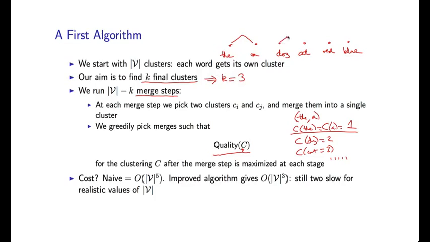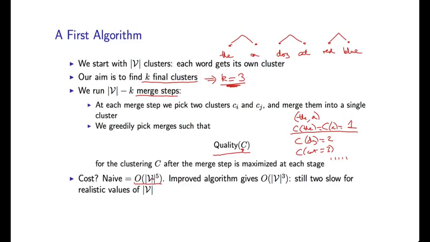Let's say for the sake of argument we choose to merge these two. And then in the third step I might do something similar. Maybe I find these two words are merged. And I keep doing this until I end up with my target number of clusters. Say we have k equals 3 clusters in this case. So that's a kind of heuristic, greedy method where at each step I pick the merge step that maximizes this measure of quality. Naively, this is going to be very expensive.